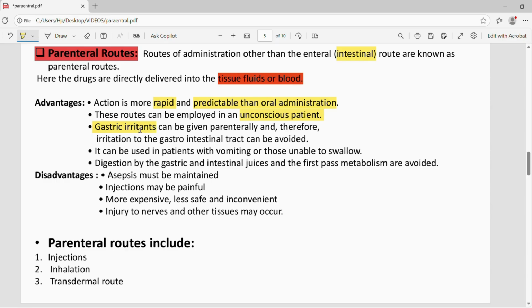The gastric irritant drugs we can give through the parenteral route also, because they do not go to the GIT, and hence irritation of the GI can be avoided.